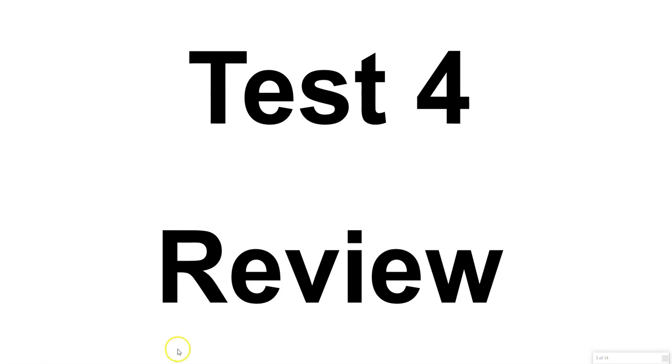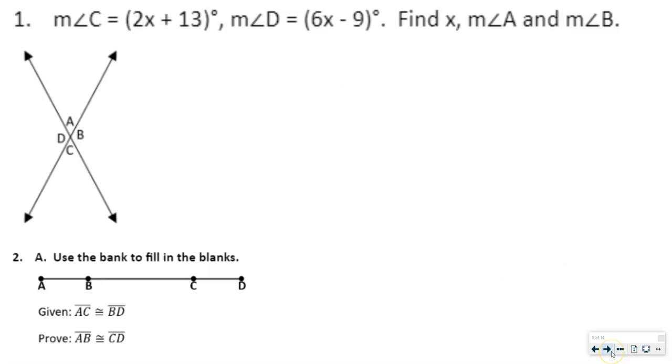So this video is going over the test for review. So let's proceed. For this first question, number 1, it says the measure of angle C is equal to an equation and the measure of angle D is equal to an equation. Find X, the measure of A, and the measure of B.